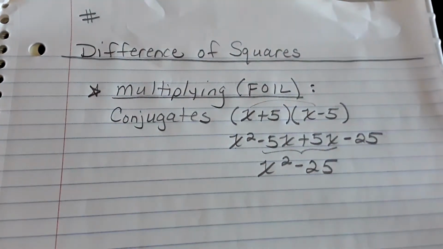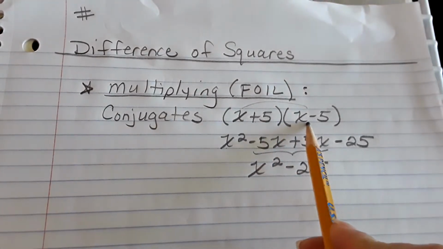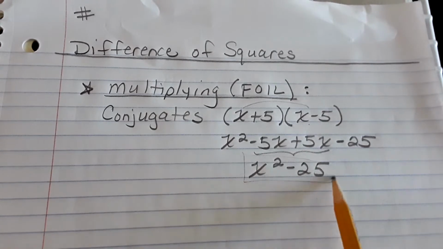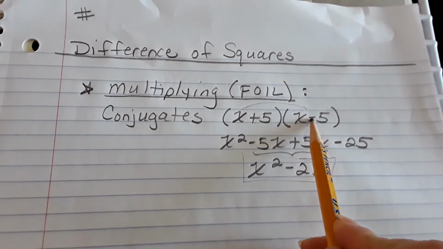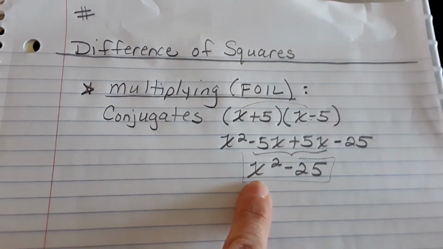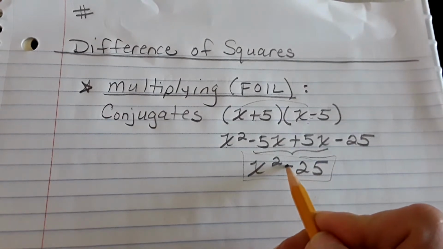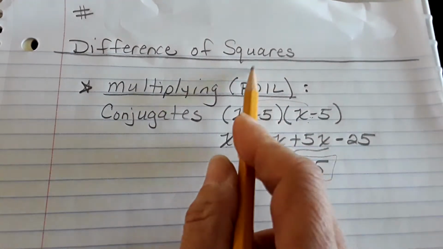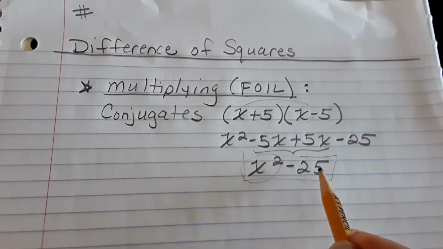Okay, so we already know how to FOIL. What we're doing today is factoring. Factoring is when you write something as a product. So instead of me giving you this as a problem, I'm going to be giving you this, and you need to turn it into this. Okay? This right here is called a difference of squares. A difference because you have a minus in between, and squares means you have two values that are perfect squares.